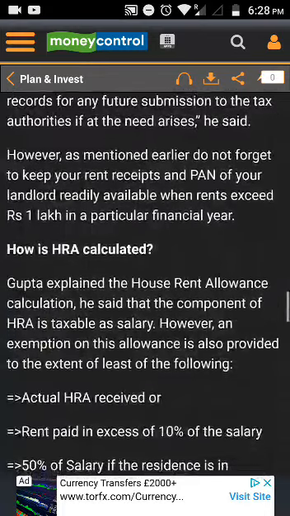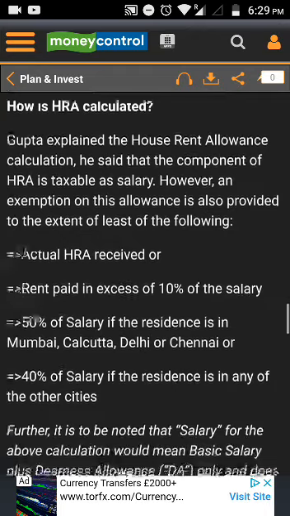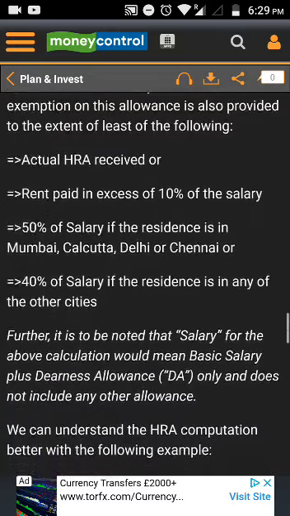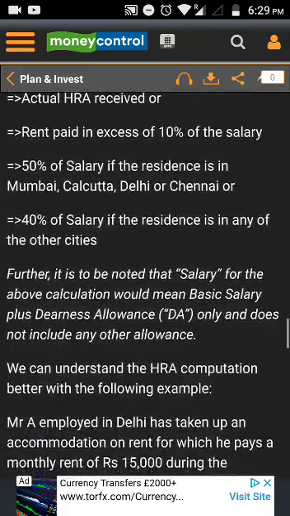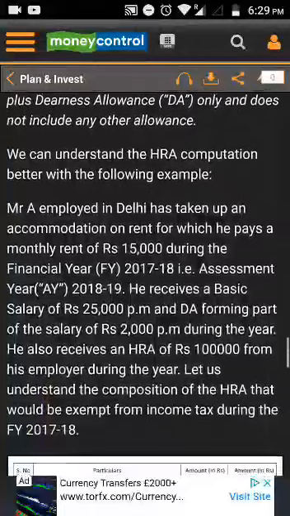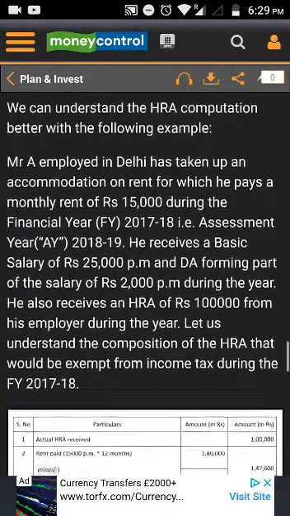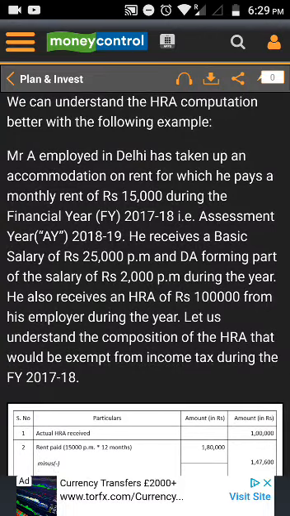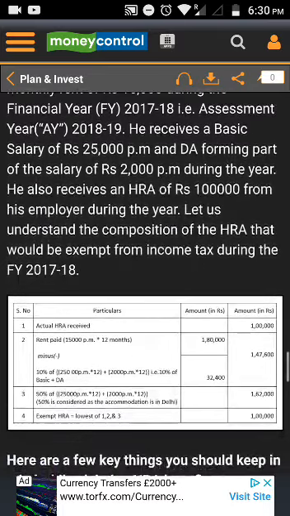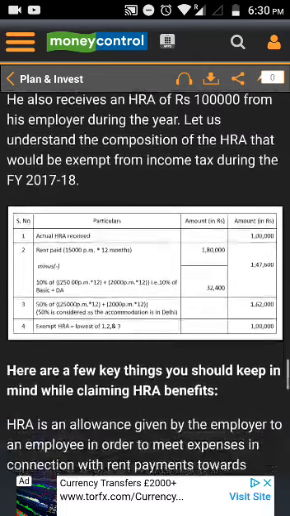We can understand the HRA computation better with the following example. Mr. A is employed in Delhi and has taken accommodation on rent, for which he pays monthly rent of 15,000 rupees during the financial year. He receives a basic salary of 25,000 rupees per month, and dearness allowance, DA, forming part of the salary, of 2,000 rupees per month during the year. He also receives an HRA of 100,000 from his employer during the year. The composition of HRA that would be exempt from taxation during the financial year is as in the table below. As you can see, actual HRA received is 1 lakh, rent paid is 15,000 per month into 12 months, 1,80,000, and 10% of the salary would be 32,400.